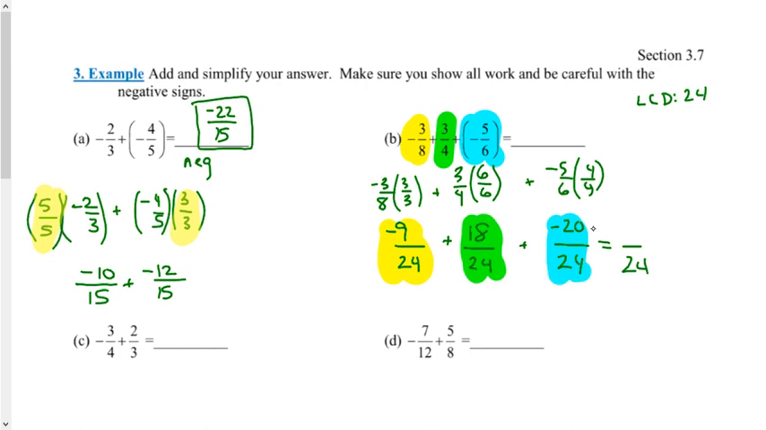And say -9 plus 18. That makes +9, right? Because 18 minus 9. 9 minus 20 is -11. So -11/24.